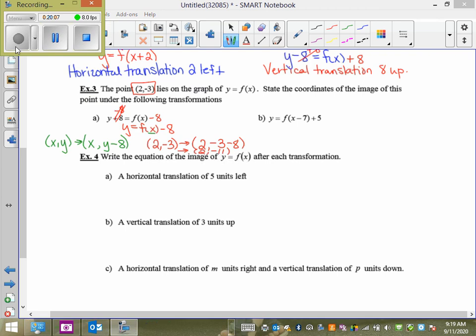So this one we're moving 7 to the right and 5 up. So we're going to get xy becomes x plus 7 to move it 7 to the right, y plus 5 to move it 5 up. Because mapping in words is the same. I move my coordinate 2, negative 3 becomes 2 plus 7, negative 3 plus 5. So it becomes 9, comma 2.